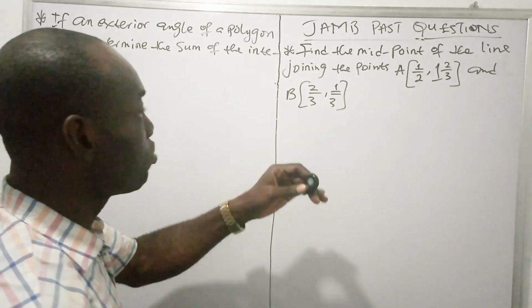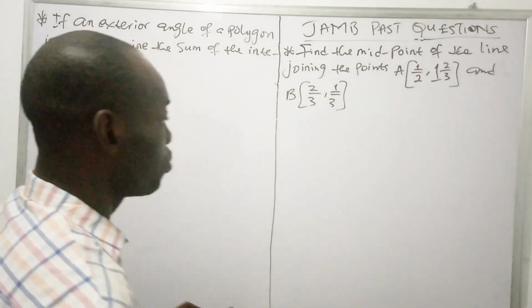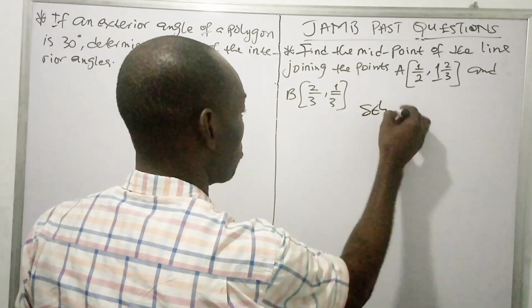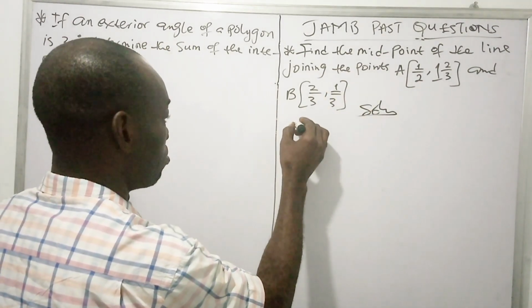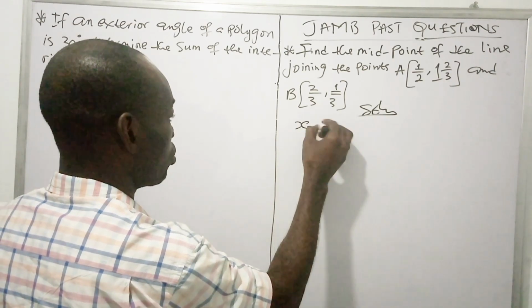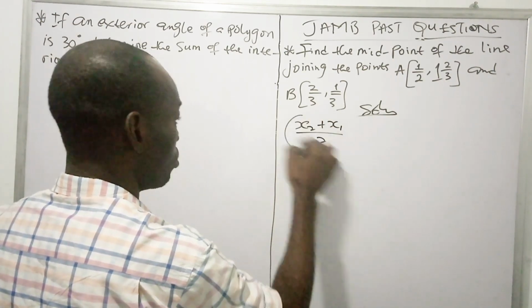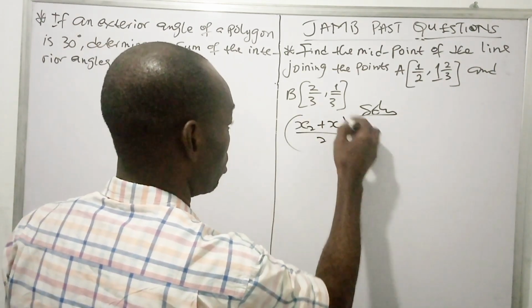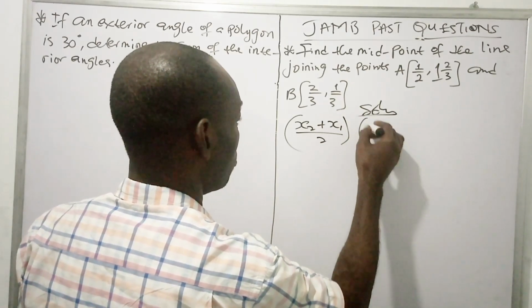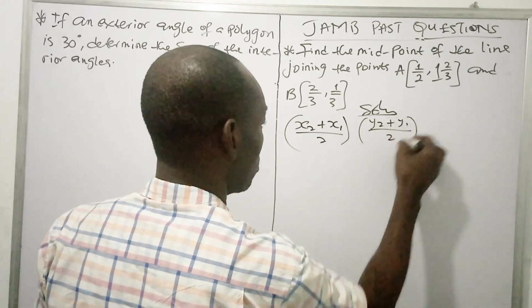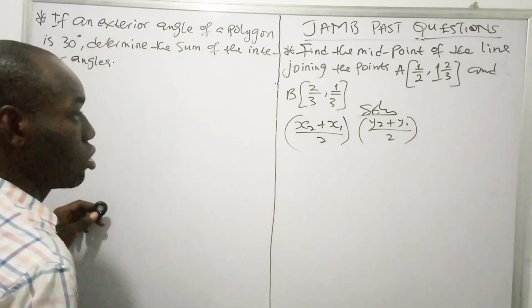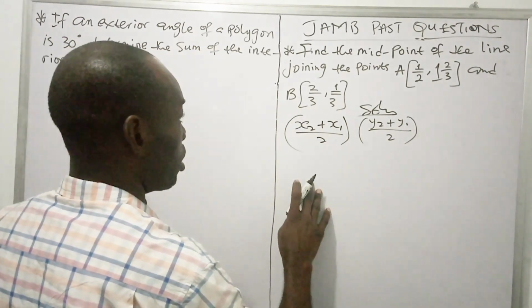We have to find the midpoint joining these 2 points. Without wasting time, our formula for finding the midpoint joining 2 points is x2 plus x1 all over 2 and y2 plus y1 all over 2. Okay, now let's quickly resolve this.